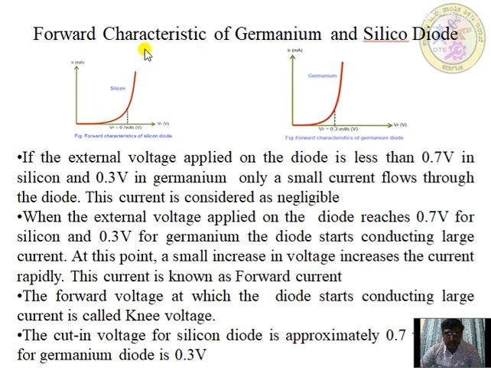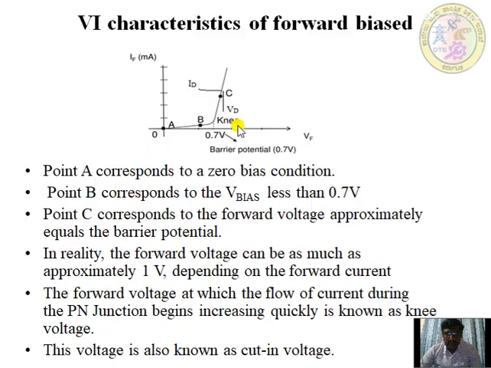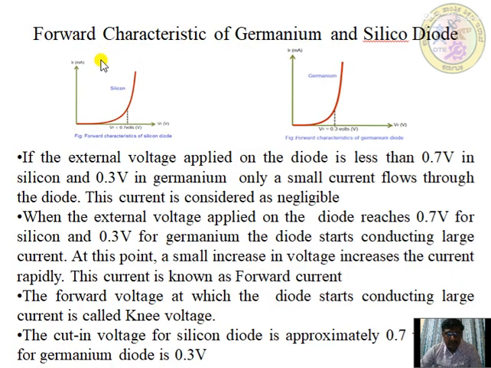Okay, so this is for both the forward characteristics of germanium and silicon diodes, and it is almost the same thing. Instead of 0.7 it will be just 0.3 for germanium. Remaining all the stuff will be the same. So here the 0.3 will be acting as your cutoff voltage or the knee voltage. So this is just the thing.